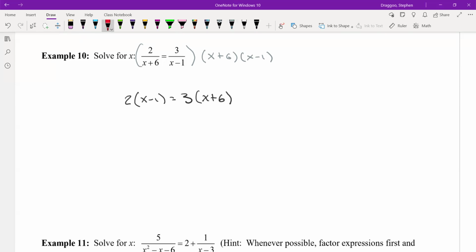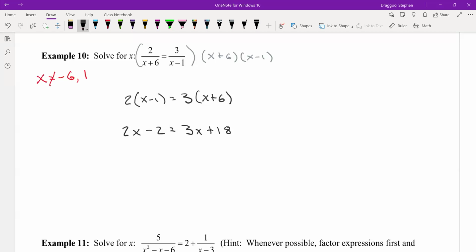It's also important to note when we start looking for our solutions, x is not allowed to be negative 6 or 1. So if I get either one of those answers out from this expression, I'm going to have to ignore that solution because it doesn't fit our domain. But if I simplify this mess, I've got 2x minus 2 equals 3x plus 18, and keep solving for x.